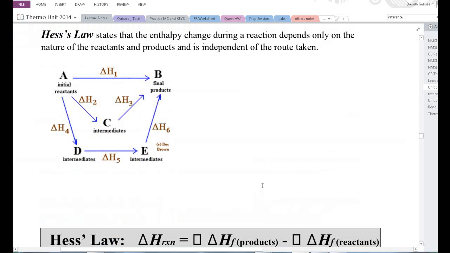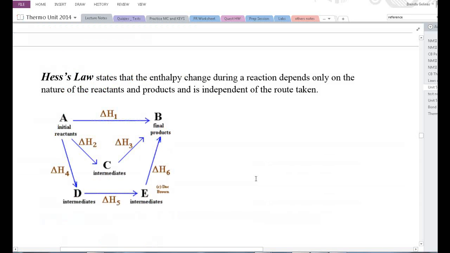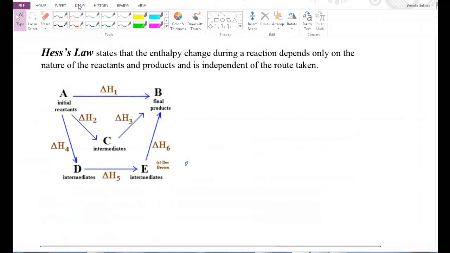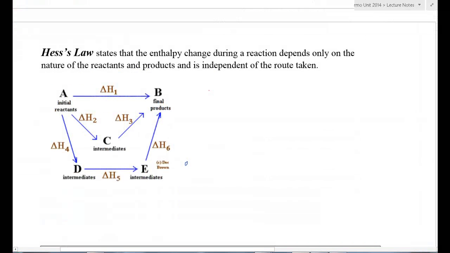What Hess's law says is that if I'm making a product, it doesn't matter what route I take. The change in enthalpy is going to be the same regardless of how I get from my reactants to my product. All it depends on is what is the enthalpy of my reactants and what is the enthalpy of my product, regardless of the route I take.